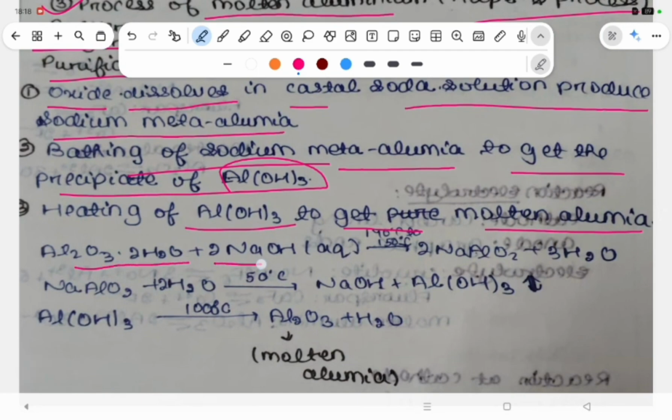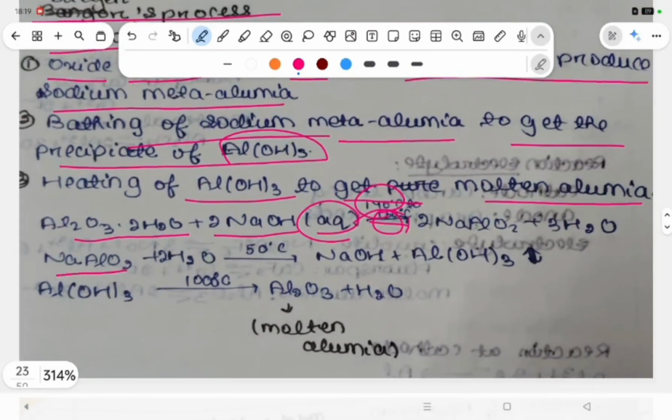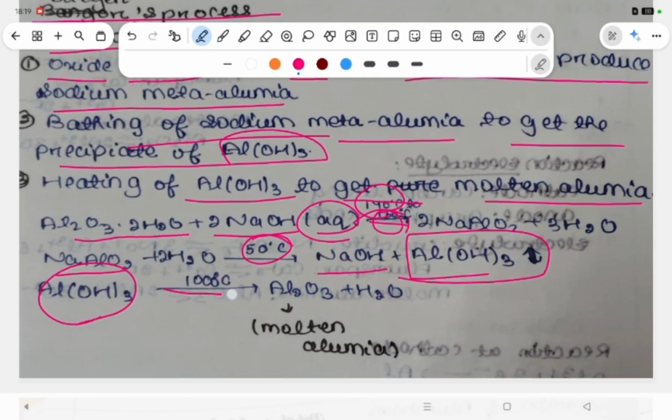Al2O3.2H2O plus 2NaOH (aq) at a temperature of 140 to 150 degrees Celsius gives 2NaAlO2 plus 3H2O. NaAlO2 plus water at 50 degrees Celsius gives sodium hydroxide NaOH and aluminum hydroxide. Aluminum hydroxide at 1000 degrees Celsius gives Al2O3 plus water. Molten alumina.